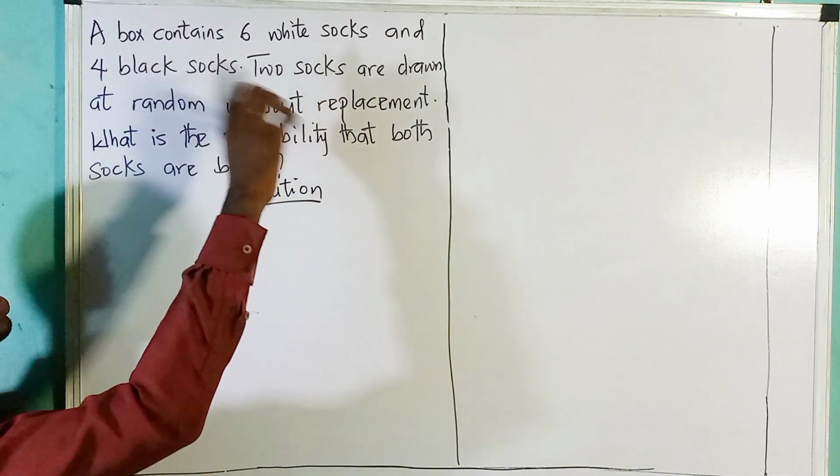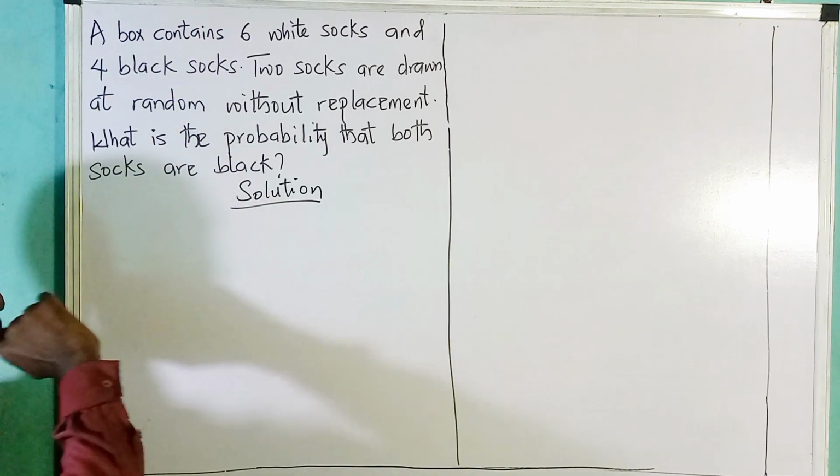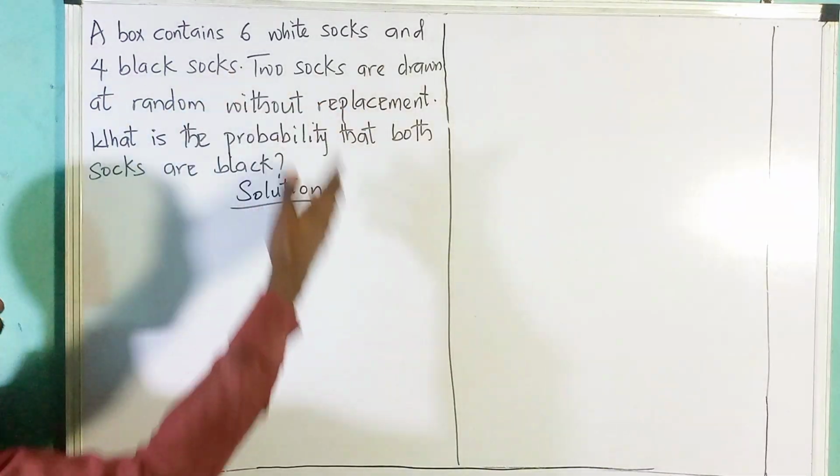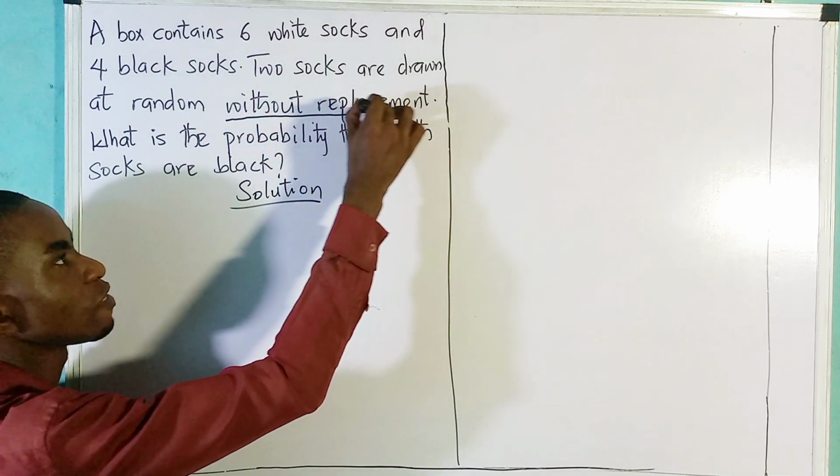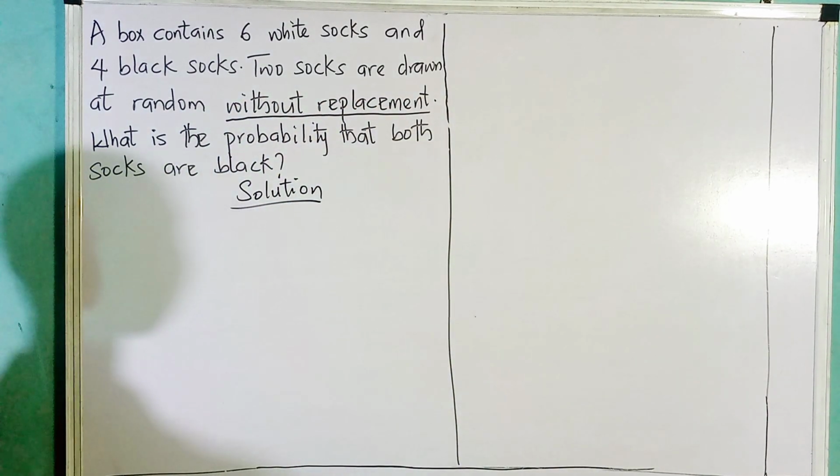A box contains 6 white socks and 4 black socks, and 2 socks are drawn at random without replacement. Please take note, this condition is very important. What is the probability that both socks are black?